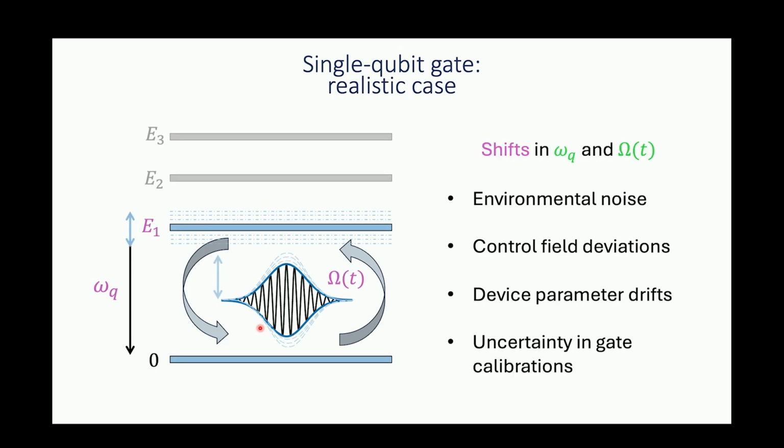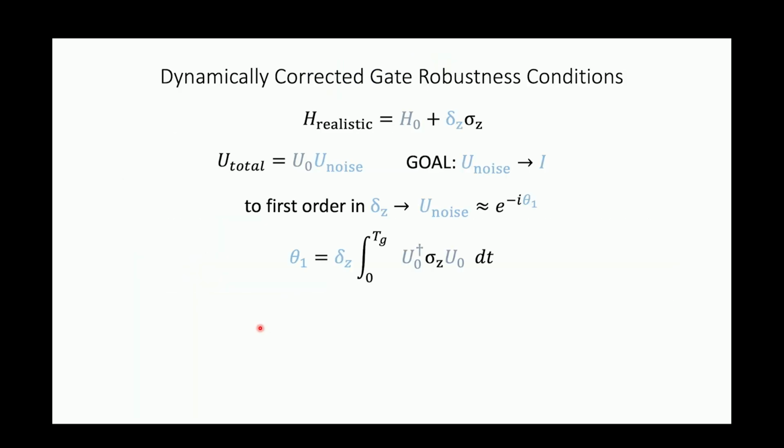In reality, nothing's stable. Qubit frequency is not stable. Control field is not perfectly stable. Control field being unstable is also related to uncertainty in gate calibrations. And so you're trying to figure out what's the best way to do this. And then the thing is the same, right? You have the unitary you actually apply, U total. It's the unitary you want, U0, which is like the blue boxes. U noise is the red box.